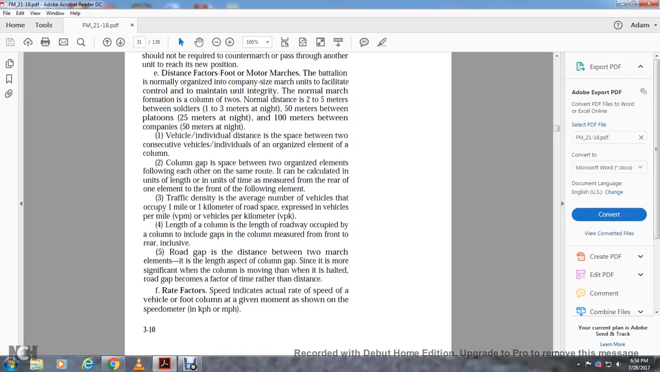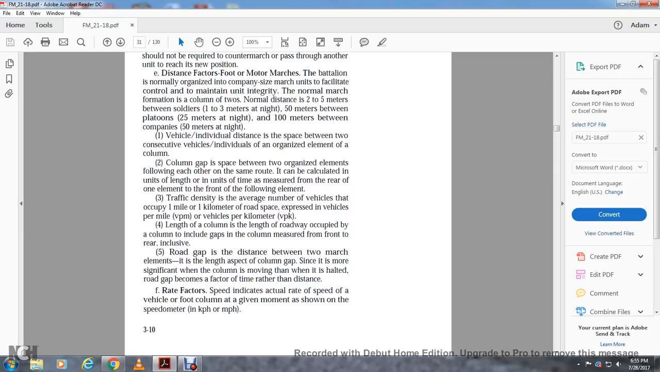The length of the column is the length of the roadway occupied by the column, measured from the front to the rear, inclusive of the road gap, the distance between two march elements, and the length of the column gap. Since it is more significant when the column is moving than when it is halted, the road gap becomes a factor of time rather than distance.